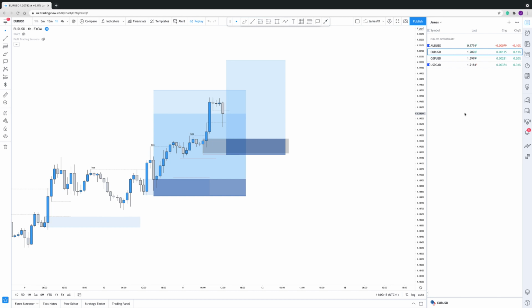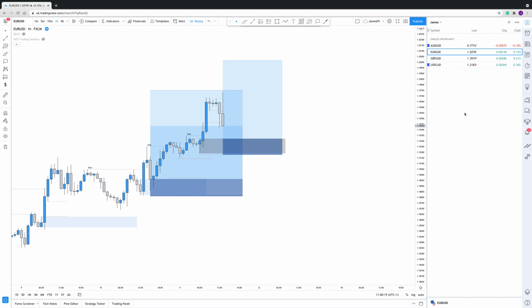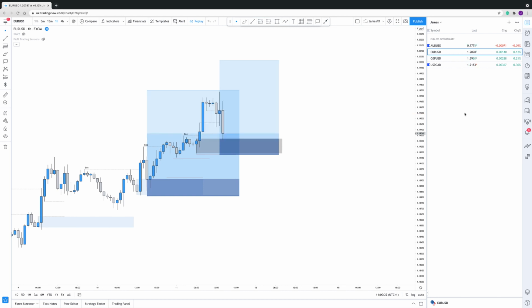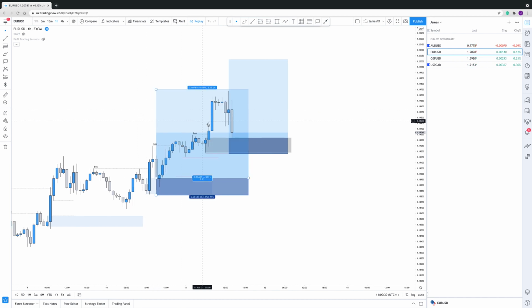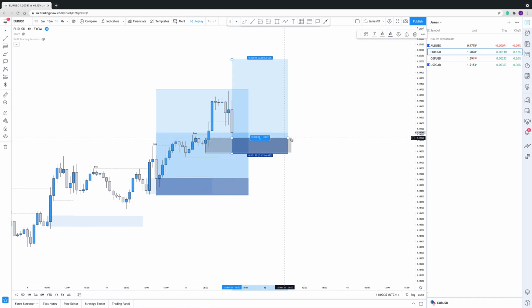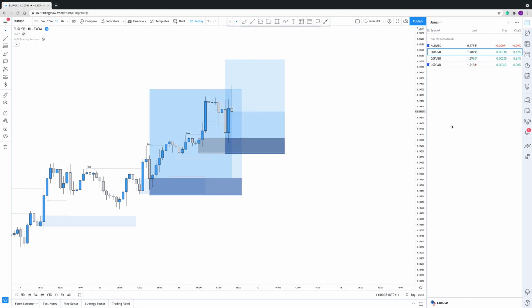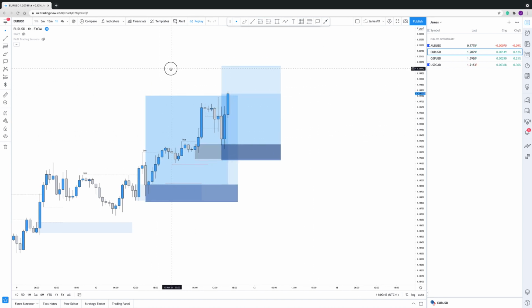Okay, so we've mitigated that imbalance and we have this wick, we wicked above, closed below. We've now tapped into our order block. So if we took this trade, we would be tagged in. So let's see what happens. Okay, so there we go. We tap in and we go.